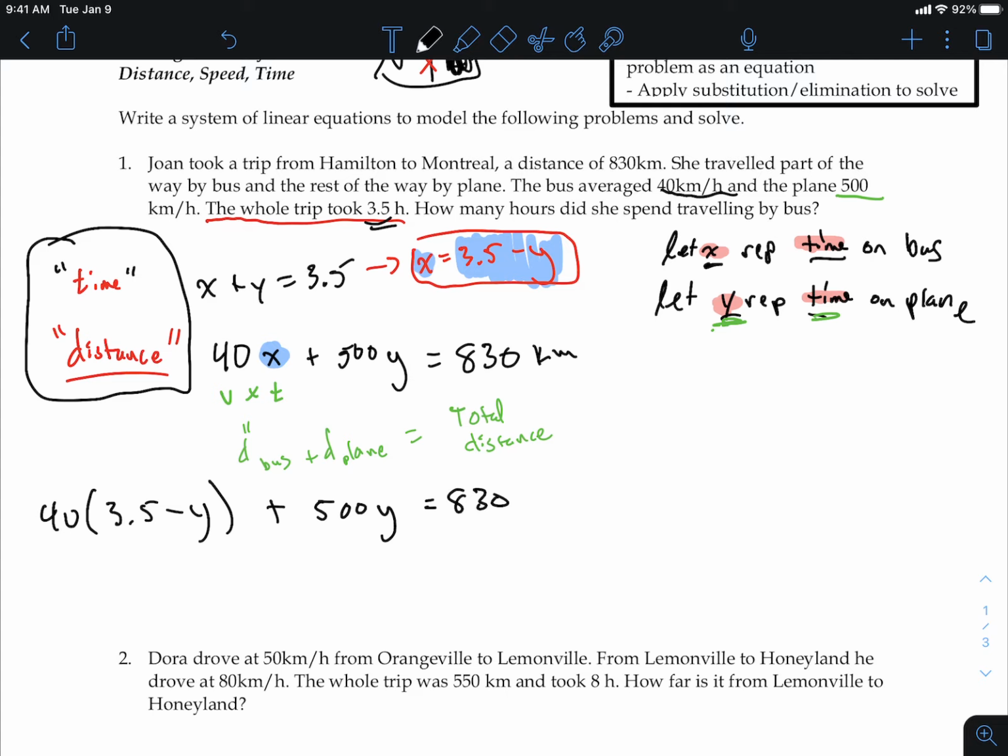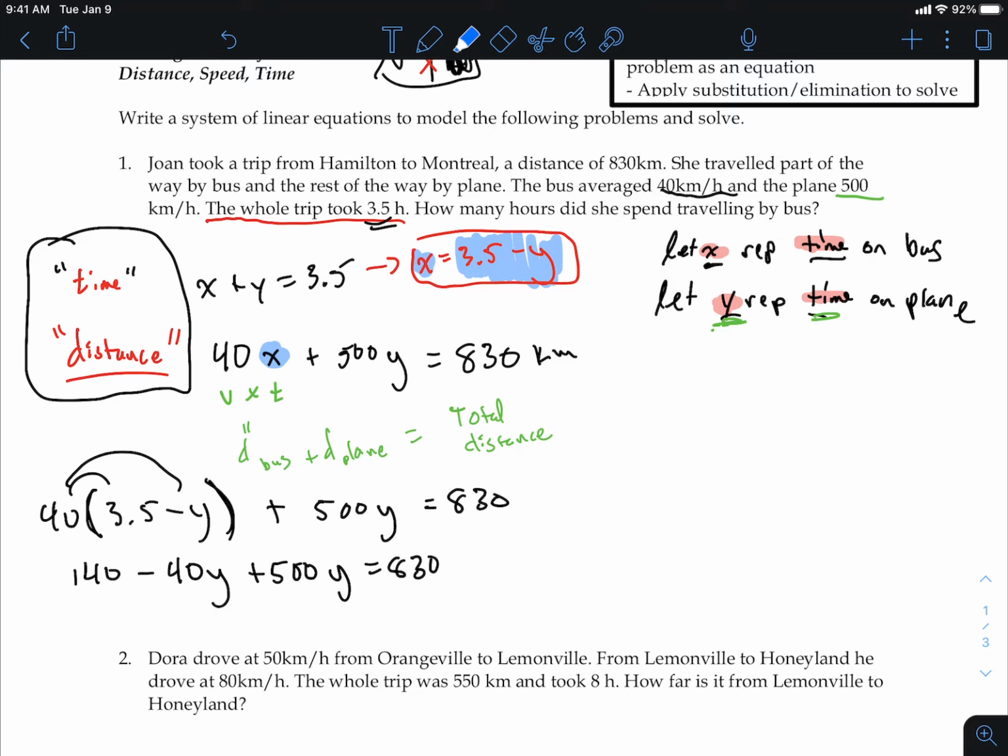Okay. I've got to get rid of the jail bars. Multiply in. So 40 times 3.5 is going to be 140 minus 40y plus 500y is equal to 830.